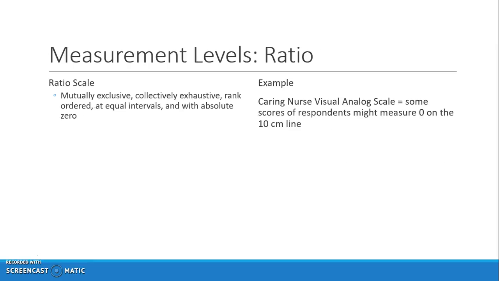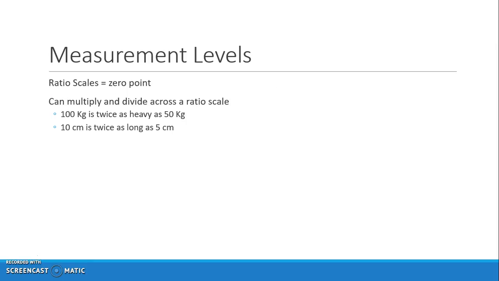Ratio level data is defined as mutually exclusive, collectively exhaustive, rank ordered at equal intervals with an absolute 0. So that gets you into the magnitude idea, in that you can say twice as caring, and so forth. So the caring nurse visual analog scale, basically the respondents might answer 0 on a 10 centimeter line because they had a disastrous experience. In that case, you would treat the data as ratio level data for your participants' data.